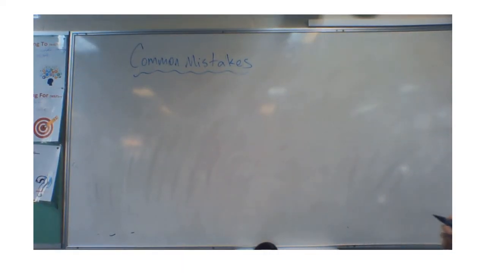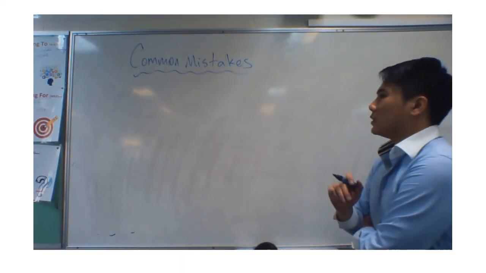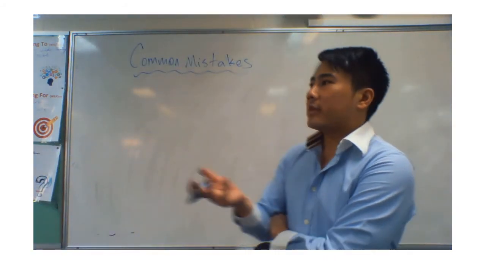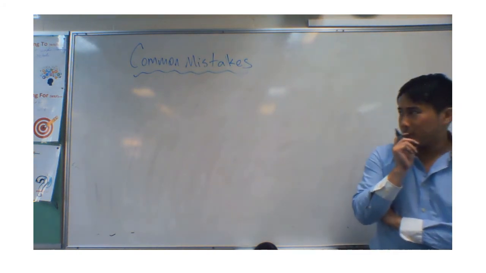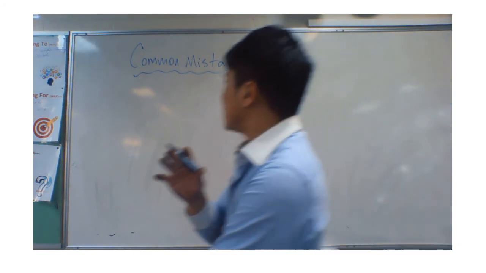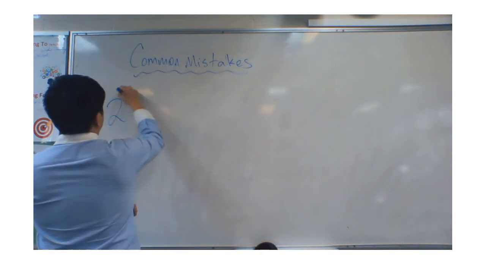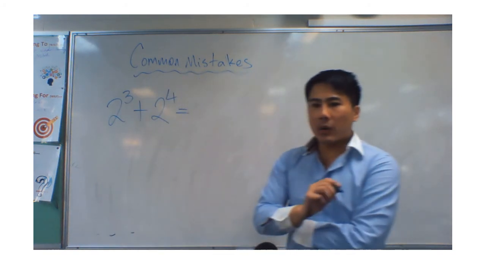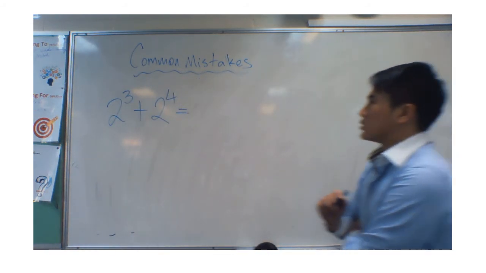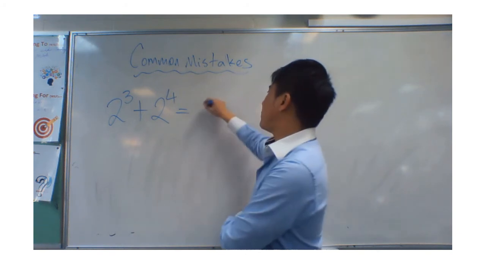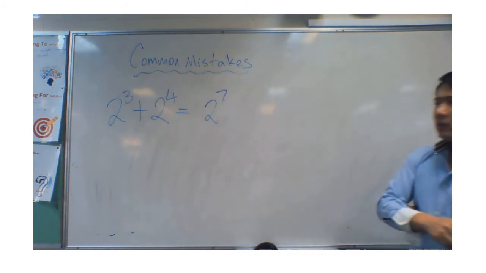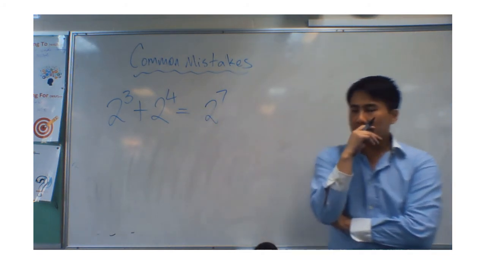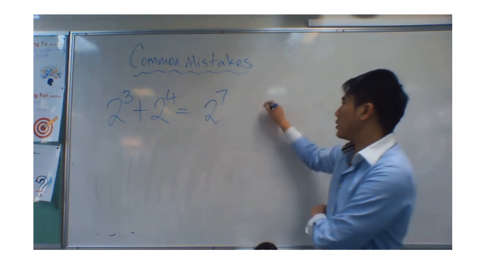Finally, I want to talk about some common mistakes. These are the things that I see students are struggling with many times. Let's have a look. If I've got 2 to the power of 3 plus 2 to the power of 4, my question is, does that equal 2 to the power of 7? Because you think, oh yeah, index law, same base, I can just add the powers. Is that statement true or false?